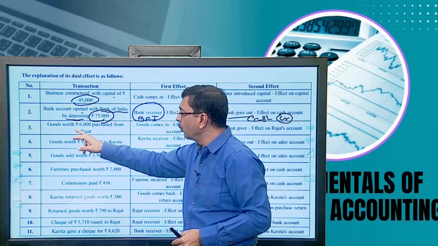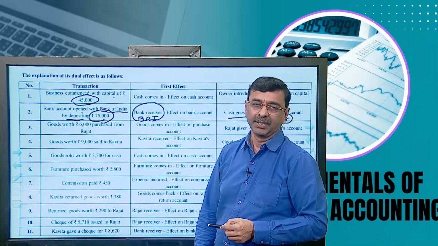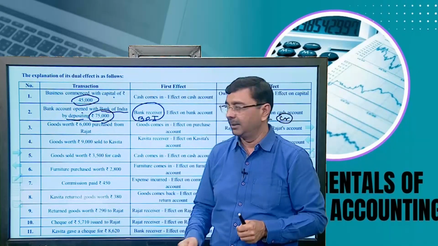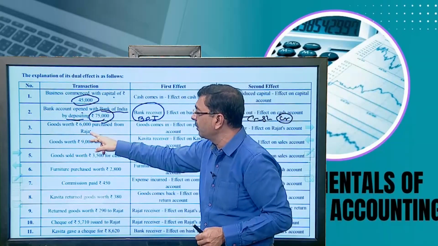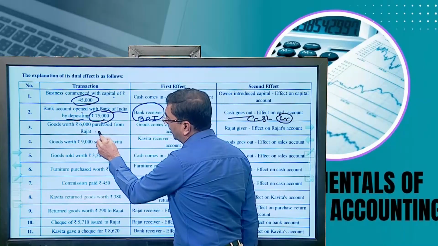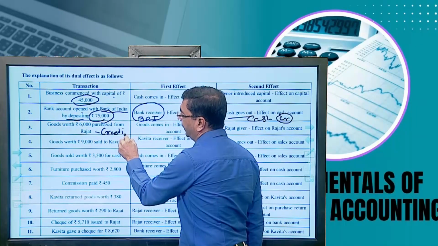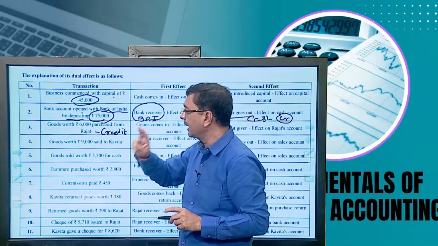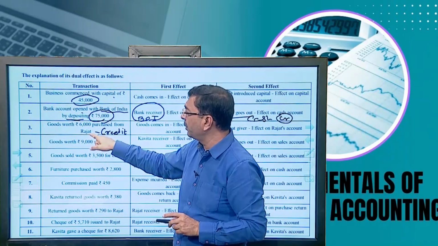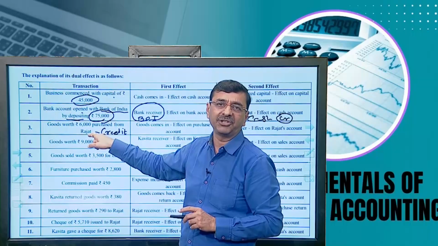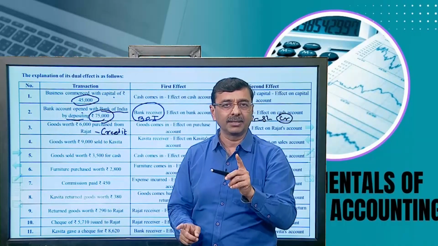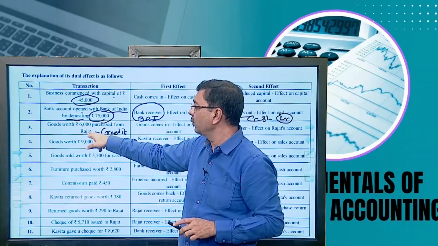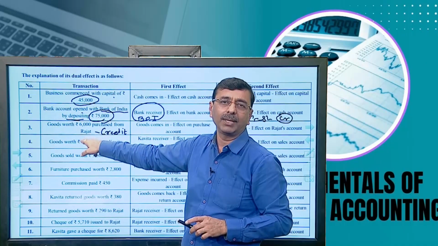Moving to the next: goods worth rupees 6,000 purchased from Rajat. First of all, what do we need to find out? Whether the transaction is a cash transaction or a credit transaction. The goods worth rupees 6,000 purchased from Rajat. Why is this a credit transaction? First of all, I'll explain why. Here, cash is not mentioned anywhere in this transaction. That's the first analysis. The second analysis is that the name of the person from whom we purchase the goods is mentioned. The two important things are: one, cash is not mentioned in this transaction, and the second, the name of the person who supplied the goods is mentioned here. So that's why this is a credit transaction.